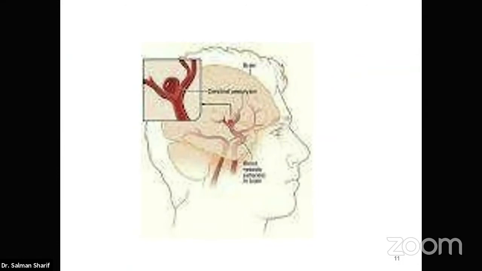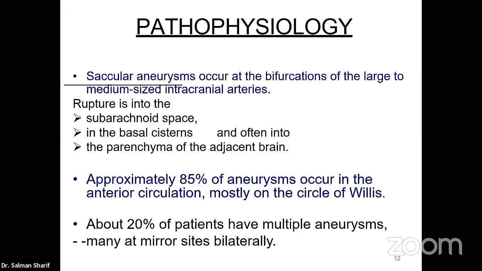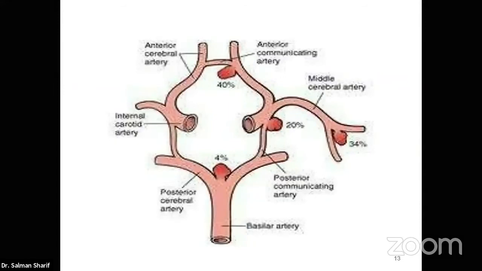Pathophysiology: saccular aneurysms occur at the bifurcation of large to medium-sized intracranial arteries, and rupture into the subarachnoid space, into the basal system, or into the parenchyma of the adjacent brain. Approximately 85% of aneurysms occur in the anterior circulation, and most of them are on the circle of Willis. About 20% of patients have multiple aneurysms, which may be at mirror image sites as well. This is the circle of Willis showing the various aneurysms at various places, and as I told earlier, 85% are in the anterior circulation.